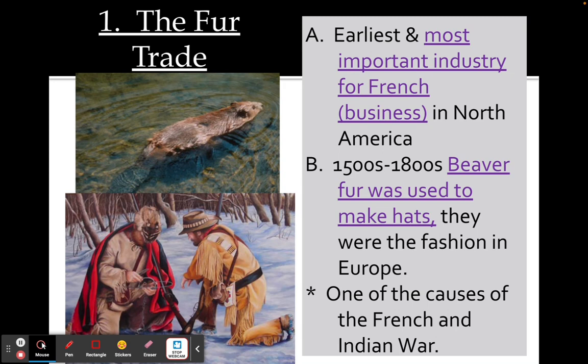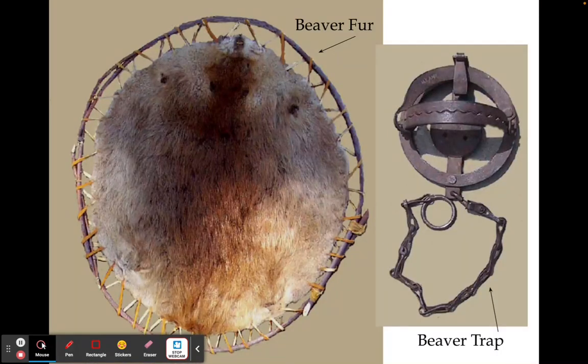So beaver will become one of the causes of the French and Indian War, because a lot of the Ohio River Valley was where a lot of this beaver was hunted. So you had British hunters as well as French hunters and Native Americans all hunting for beaver fur. So you can see here, this is kind of what beaver fur looks like once you pelted the animal. And those traps that you see on the right is what would have been used.